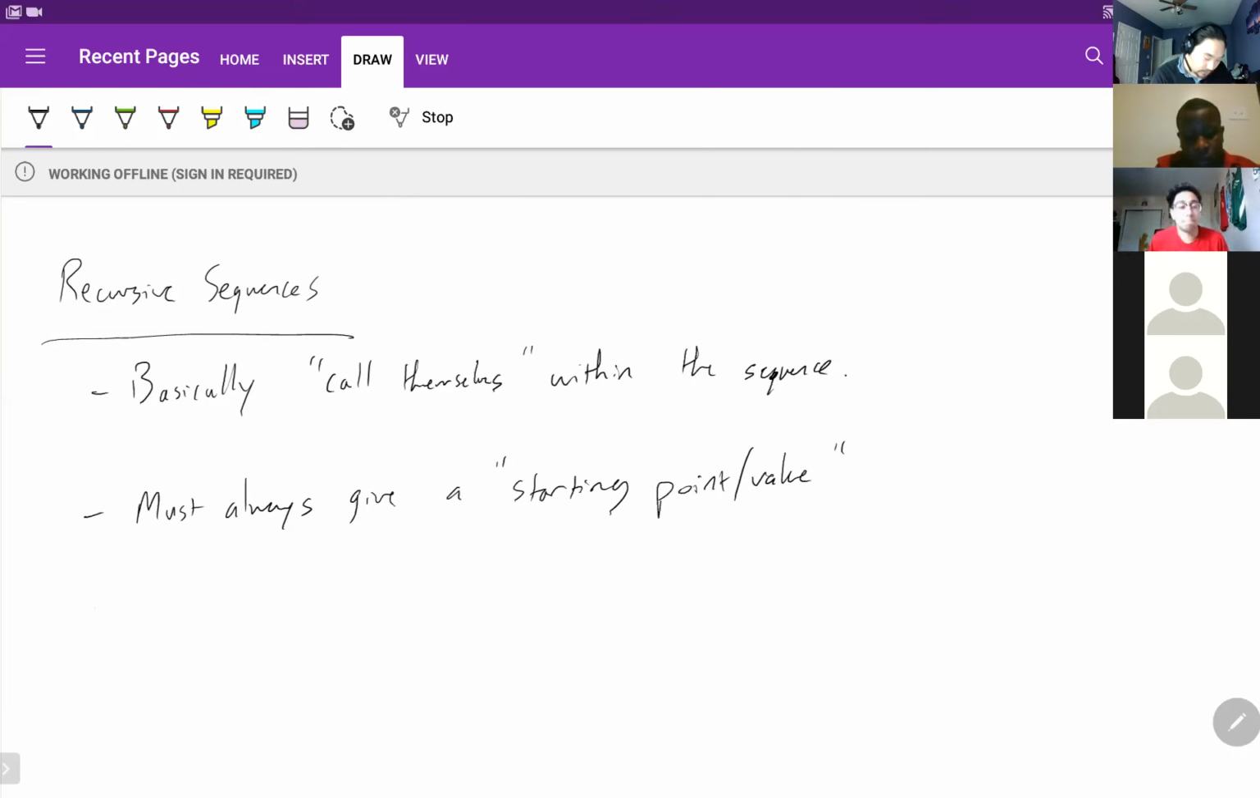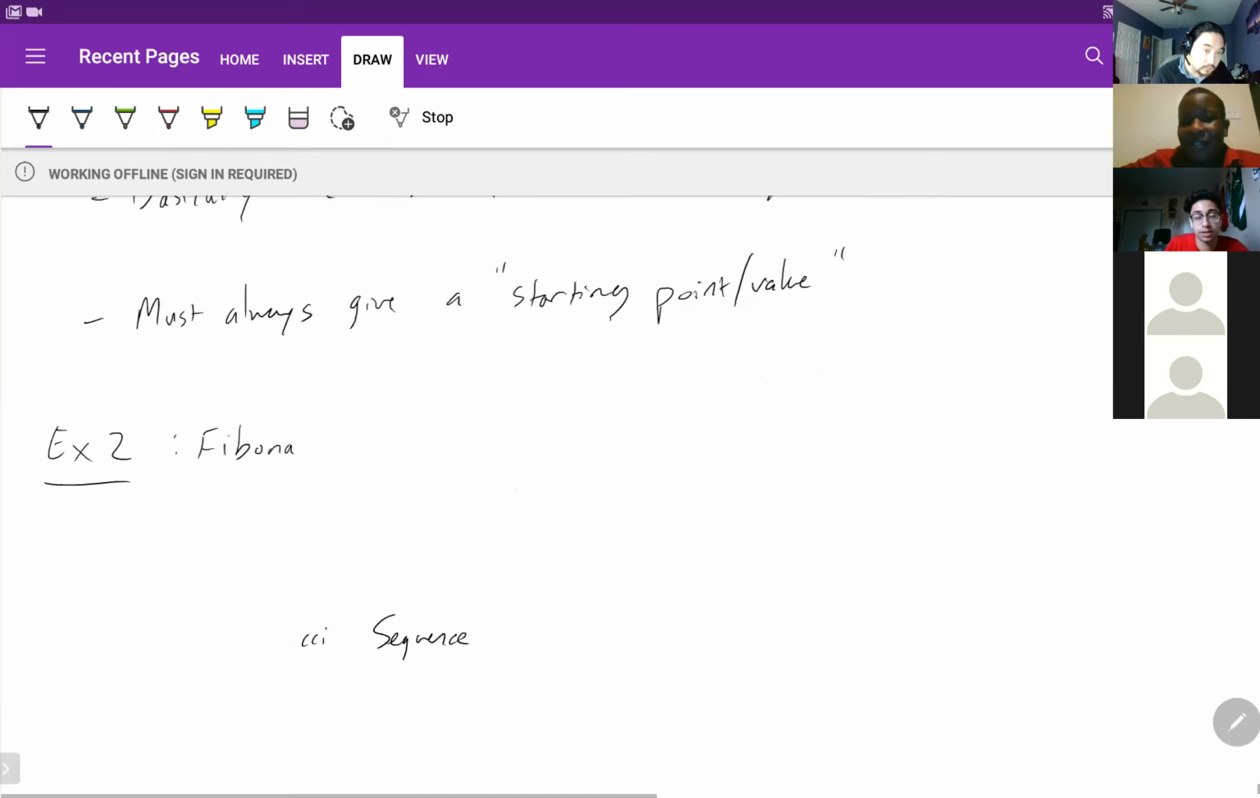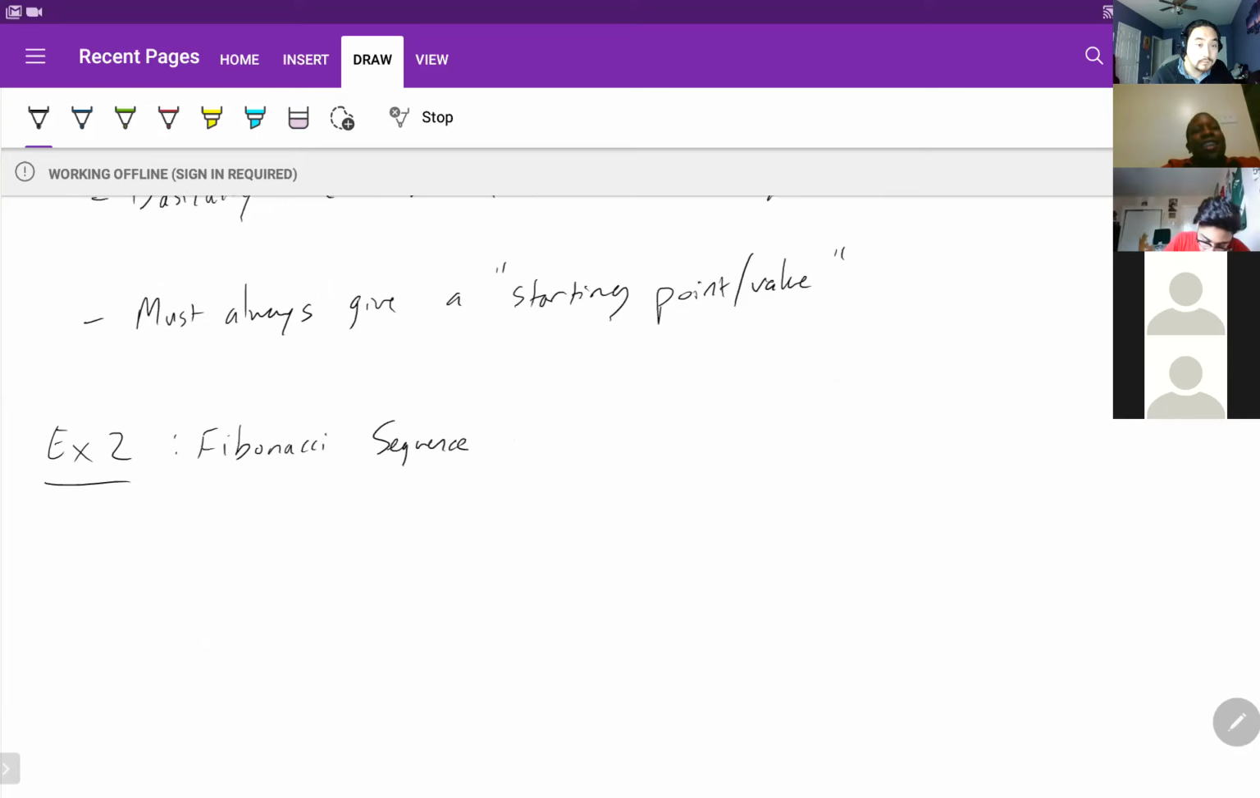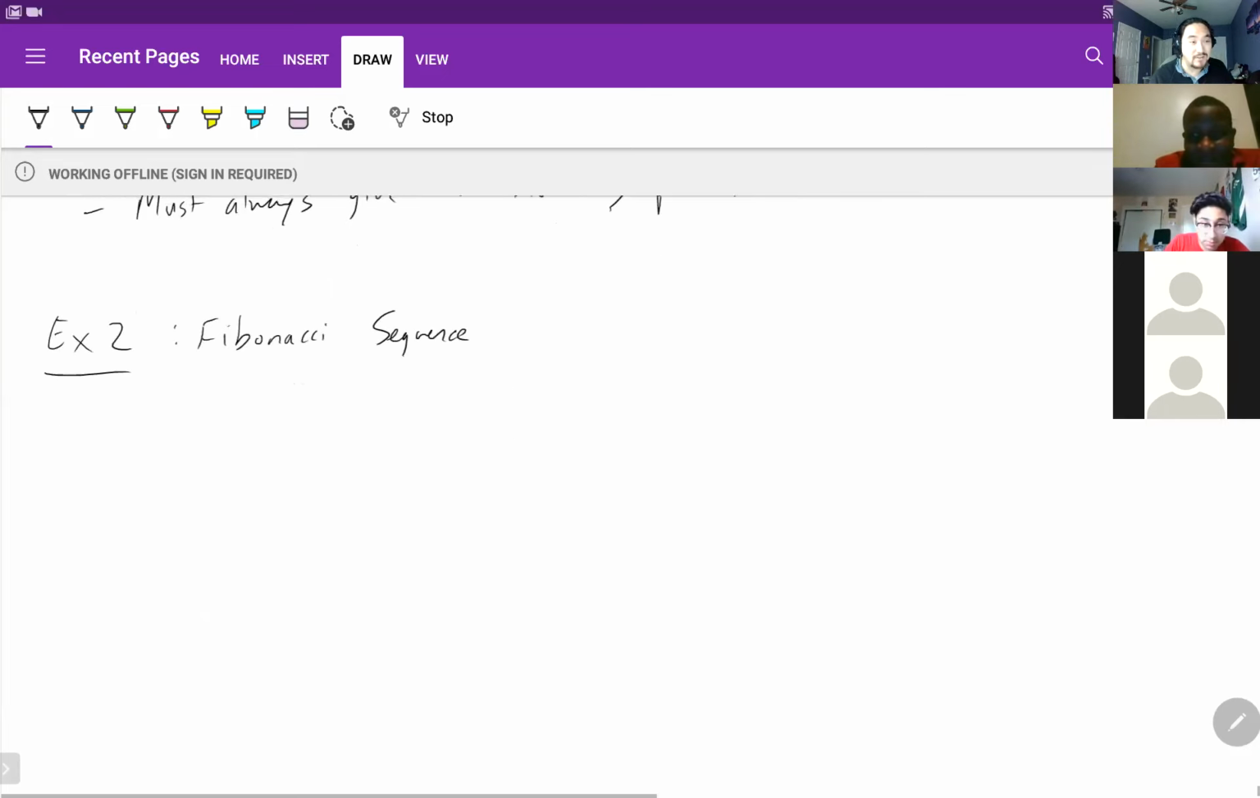A really good example of this that is really common, so I'll call this example 2, is the Fibonacci sequence. It's a very, very common sequence. In fact, the golden ratio, I don't know if you guys have ever heard of that, actually comes from this Fibonacci sequence as well.